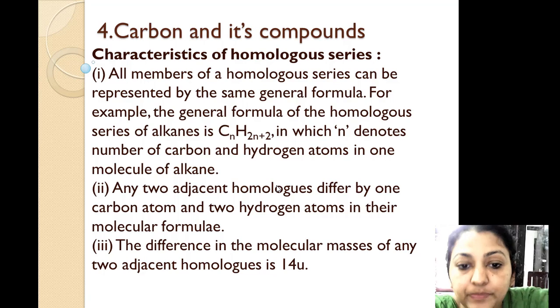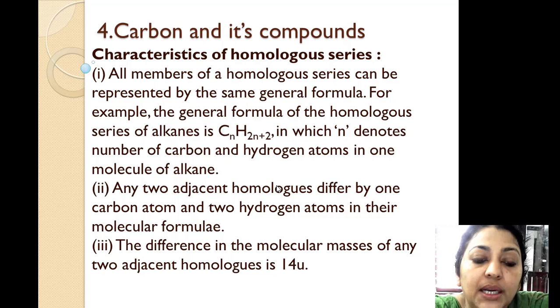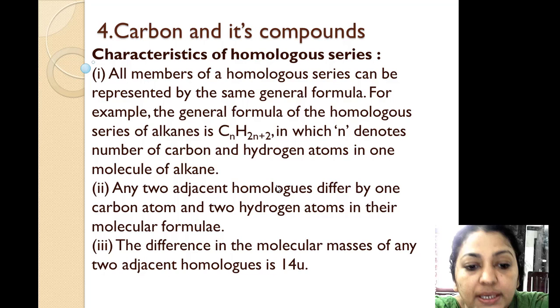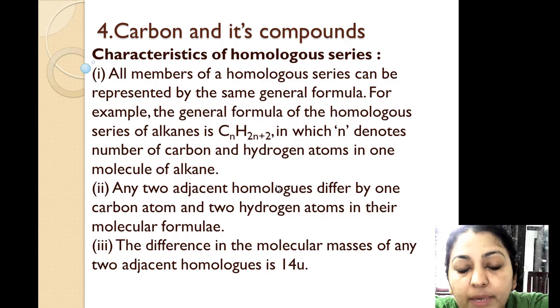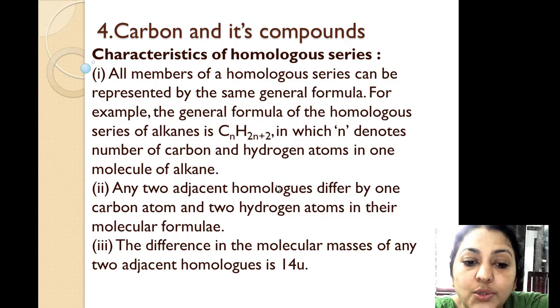What does it mean? In a homologous series, each successive member differs by a CH2 group. So what is the difference in the molecular mass? CH2 means one carbon and two hydrogen. One carbon has an atomic mass of 12 u, and one hydrogen is 1 u. Two hydrogen atoms are there, so a total of 2 u. So 12 plus 2, 14 u. So their masses will differ by 14 u.